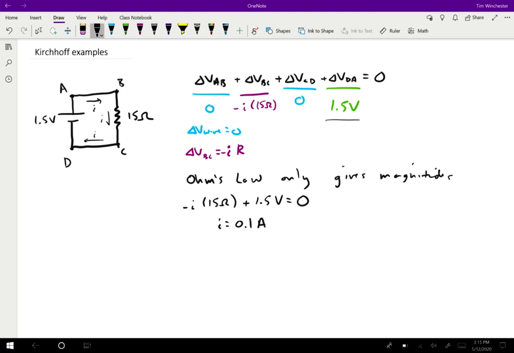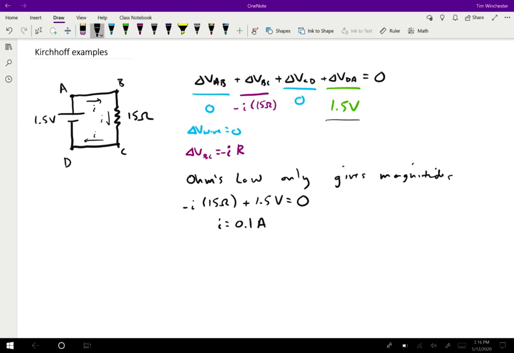If for some reason we had to go backwards across the battery, then we would have to put in a minus sign there. So we're always just figuring out, is the potential increasing or decreasing when we cross a component. If you're going the normal way across a battery, it increases. If you're going backwards, it decreases. If you're going the normal way down a resistor, then it's going to decrease. And if you're going backwards up a resistor, it's going to increase.